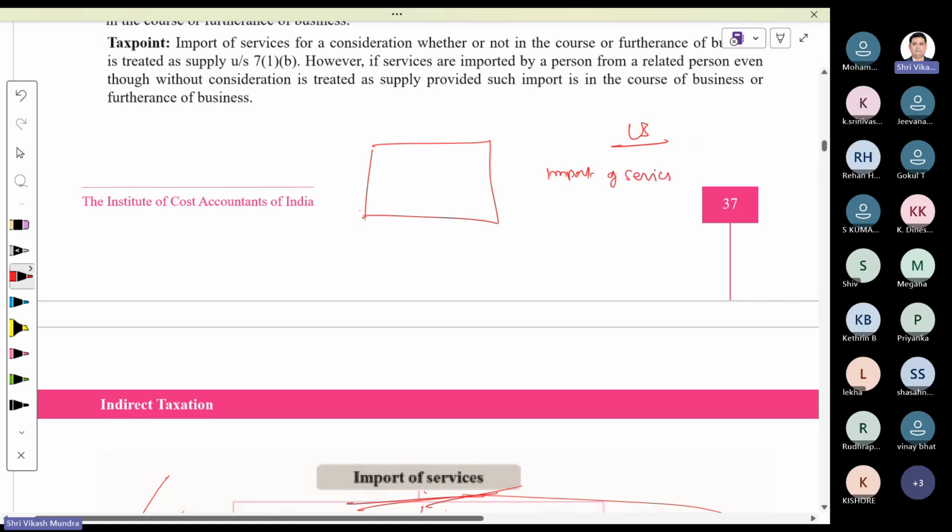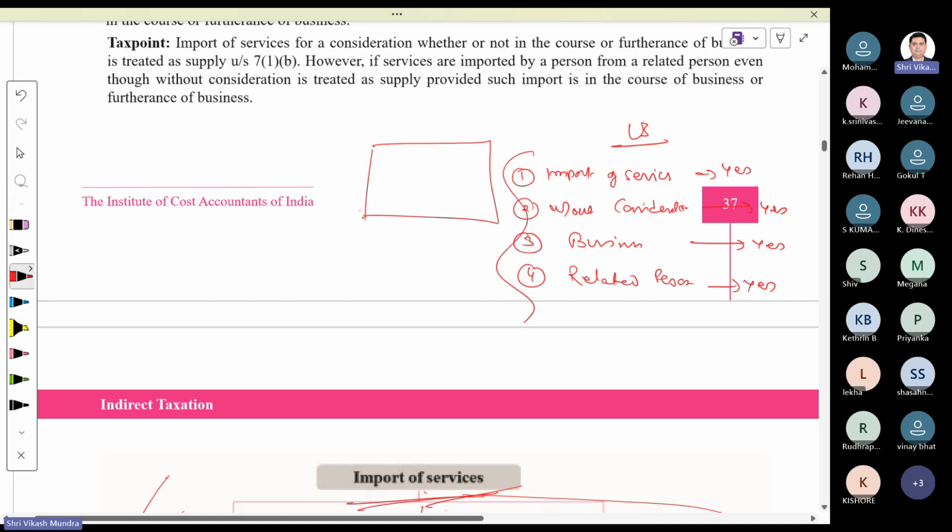Be careful. In case of goods, it is not applicable. Only in case of services, it is applicable. It is import of service, the answer is yes. It is without consideration, yes. It is for business purpose, yes. It is from a related person, yes. If all are yes, then this is treated as supply. If it is with consideration, then definitely it is supply. Even though without consideration, it is also treated as supply.